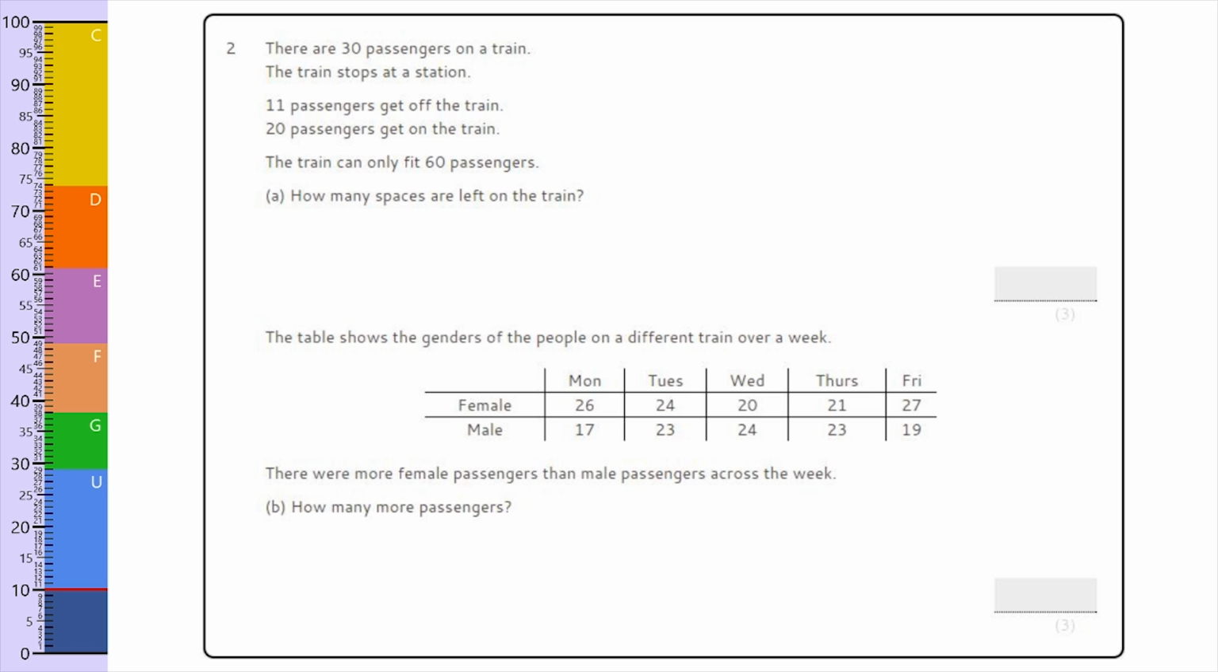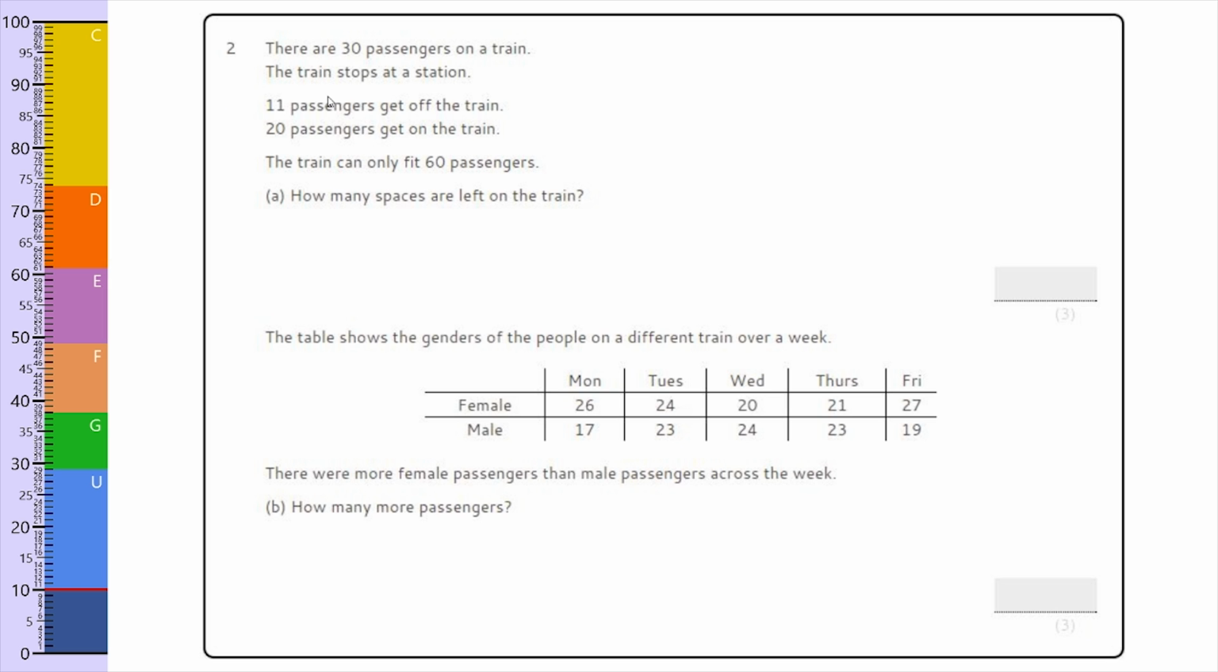Okay, so this question's on mental arithmetic, really. And so, let's have a think. We've got 30 passengers on a train. The train stops at a station. 11 passengers get off the train, 20 get on the train. The train can fit 60 passengers. How many spaces are left on the train?